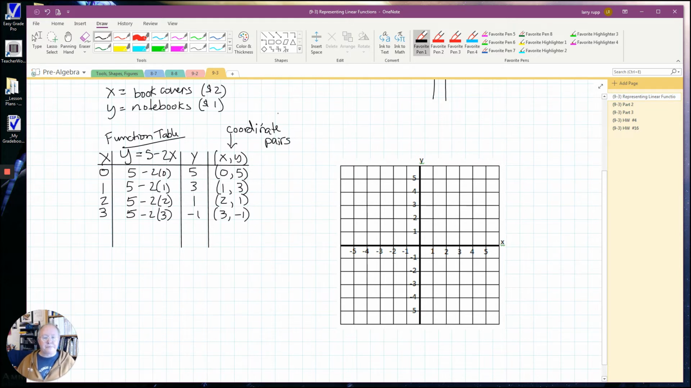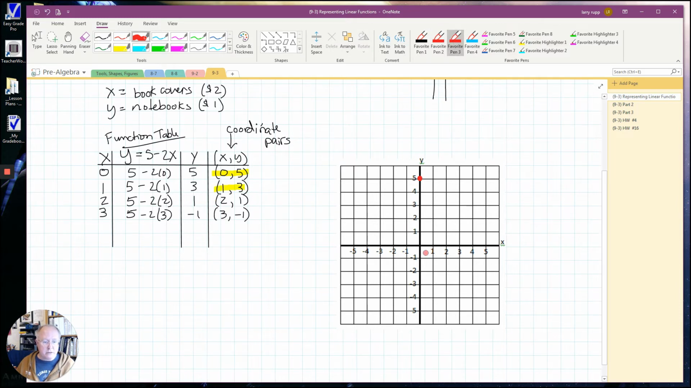All right. The first pair that we're graphing is (0, 5). So we go over 0 on the x-axis. Well, that's the origin right here. That's where you don't go anywhere on the x. We go up to 5, just like that. Now we're going to graph (1, 3).